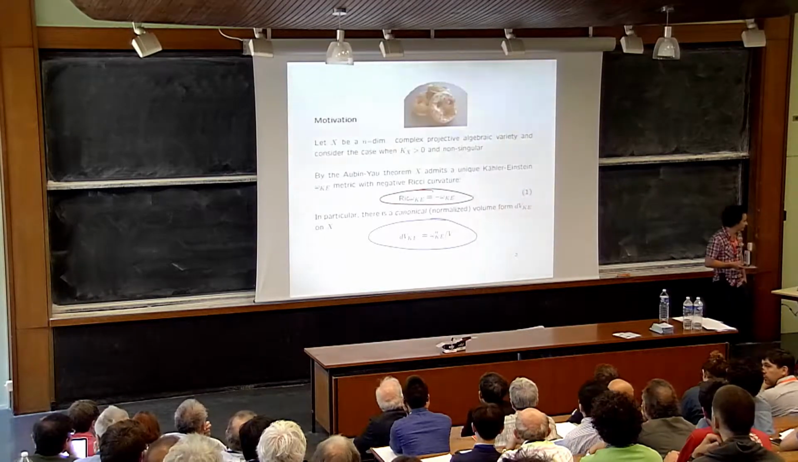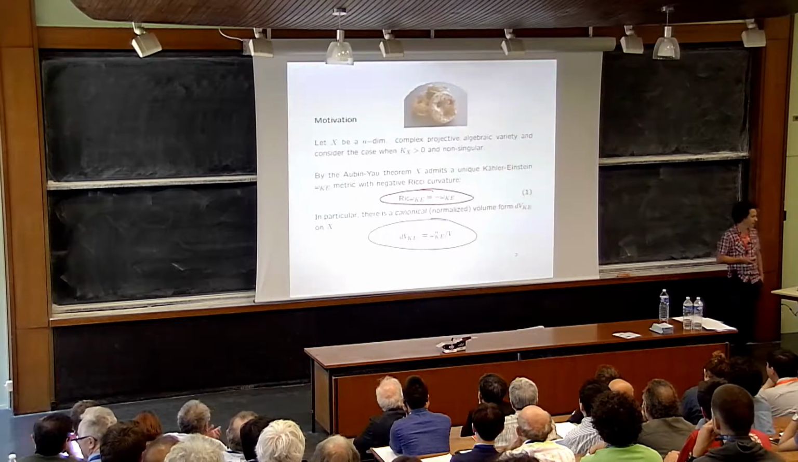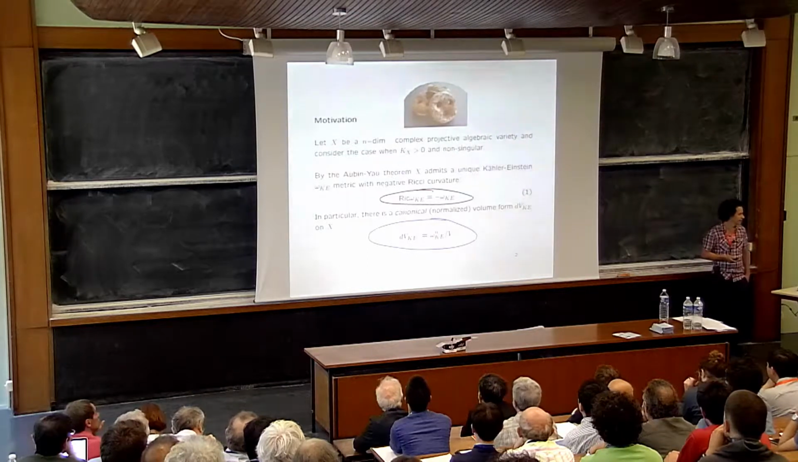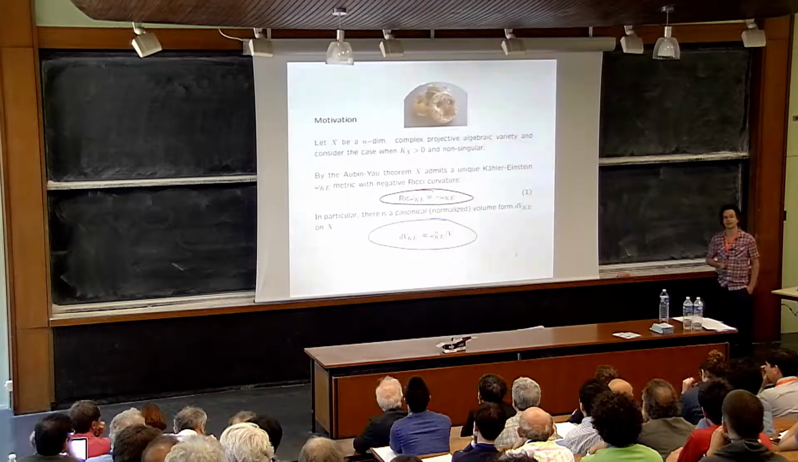Okay, so here's the motivation. Let's start with the simplest case where X is an n-dimensional complex projective algebraic variety. And I consider the case where the canonical bundle is positive.